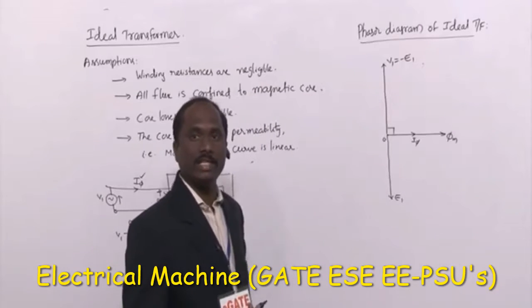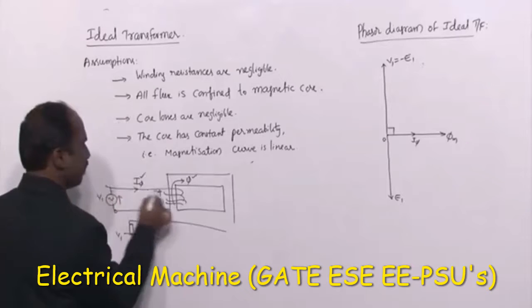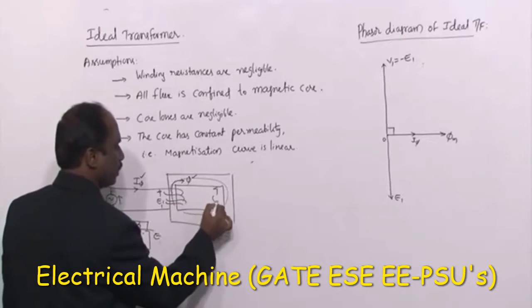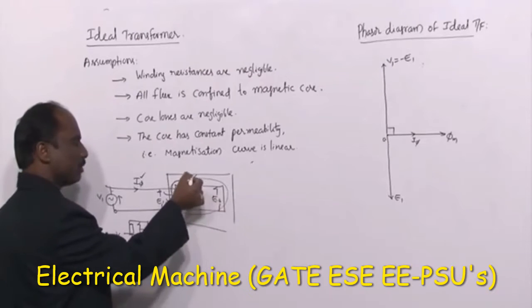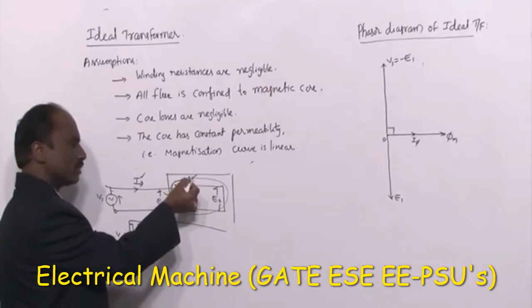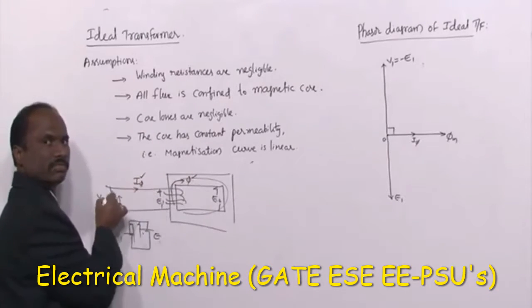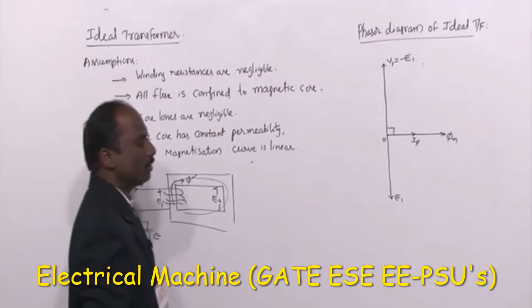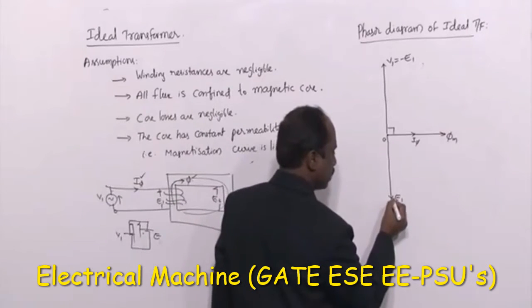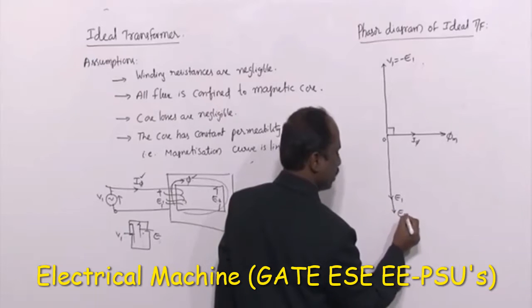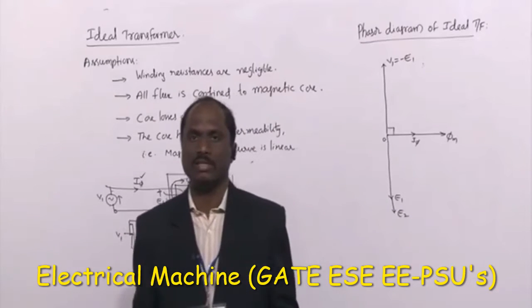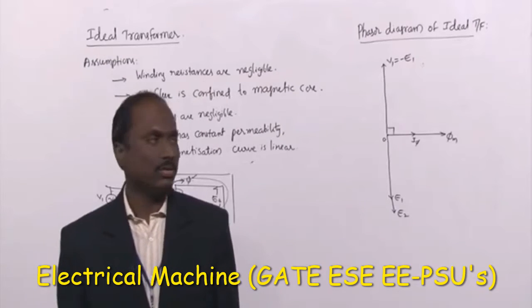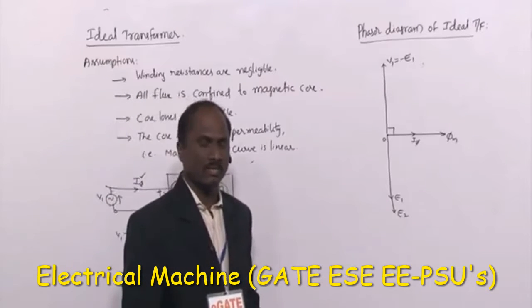Now what is the direction of E2? Again here E2 is also an induced EMF. E2 is also opposite because of this flux. This flux is only because of this one. So E2 also acts in the same direction, in the downward direction. The E1 and E2 values will depend on whether it is a step up or step down transformer. So this is the phasor diagram of the ideal transformer.